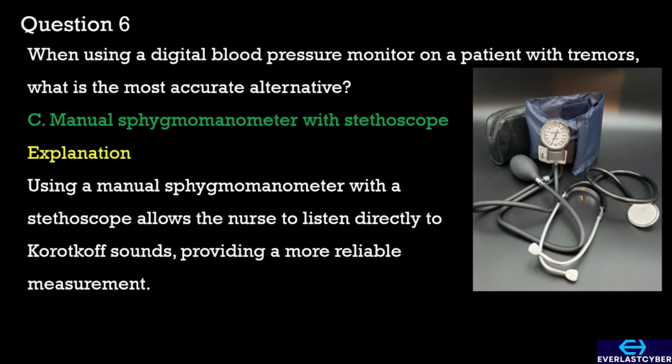When patients have movement disorders such as tremors or arrhythmias, it is always preferable to use a manual method for accurate blood pressure measurements, and this is by using that manual sphygmomanometer with a stethoscope.